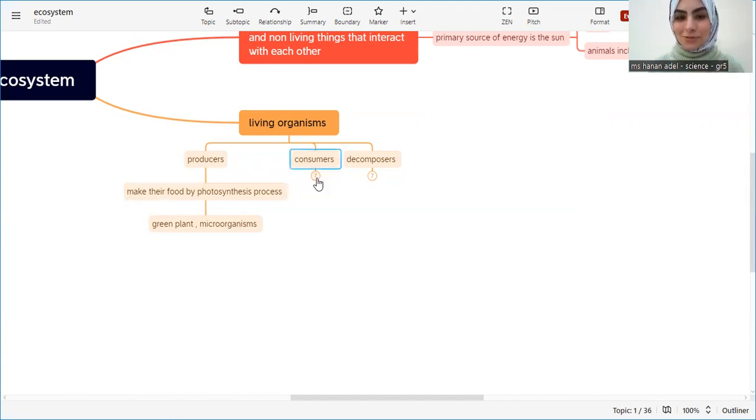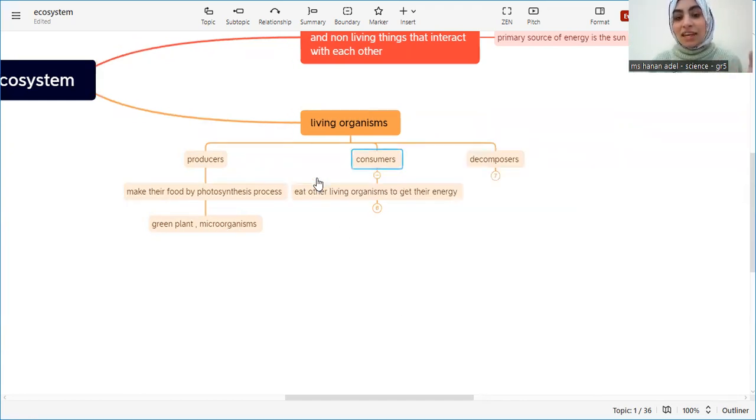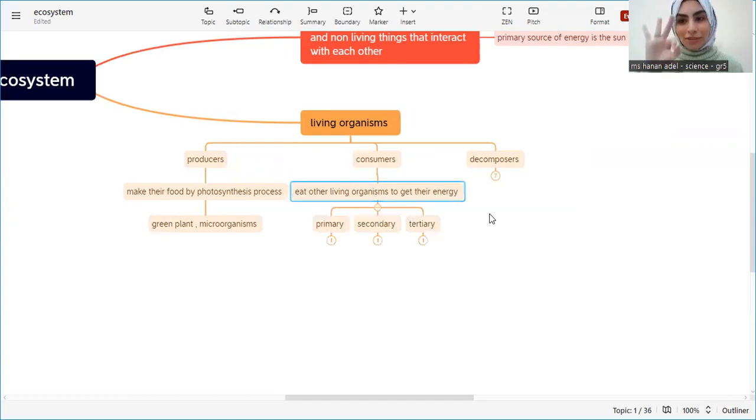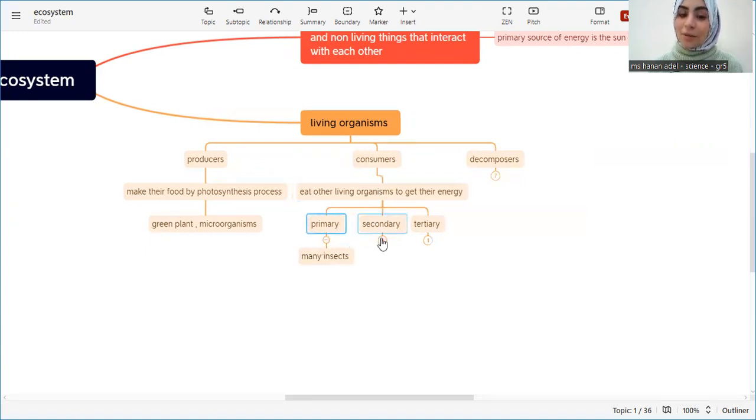What about consumers? As we said, they can't make their food by themselves. They have to eat another organism to get their energy. And we have three types of consumers: primary consumer, secondary consumer, and tertiary consumer. The primary consumer, like many insects, feeds on plants. So they only eat plants. They can't eat another organism. This is the primary consumer.